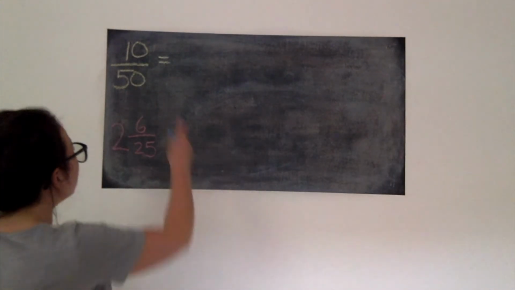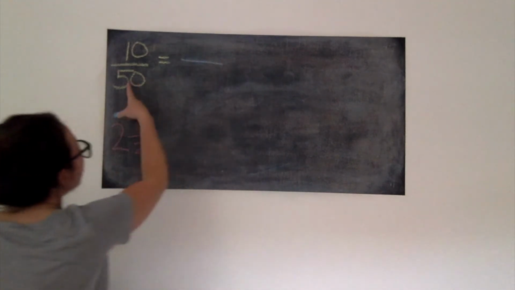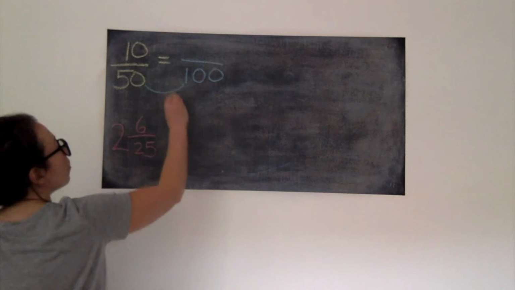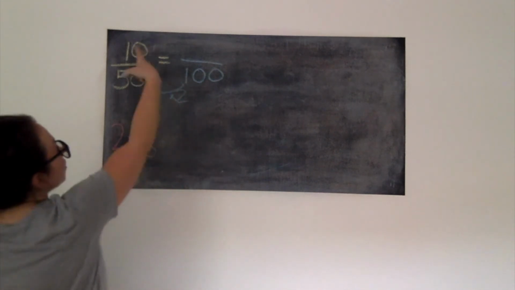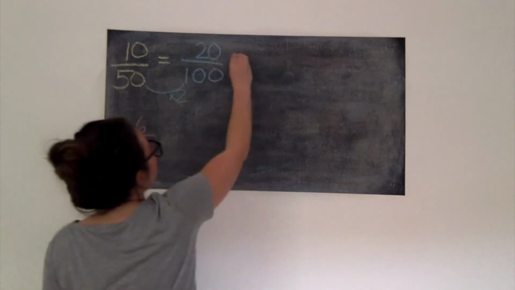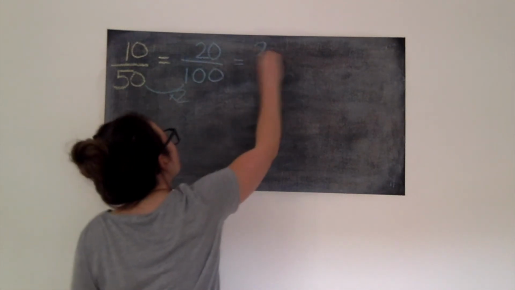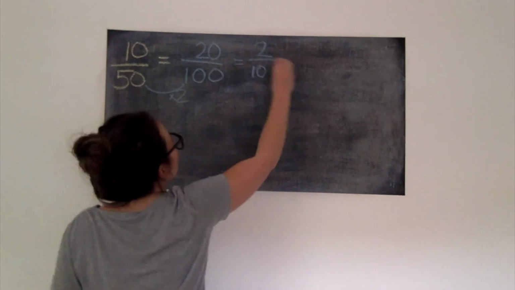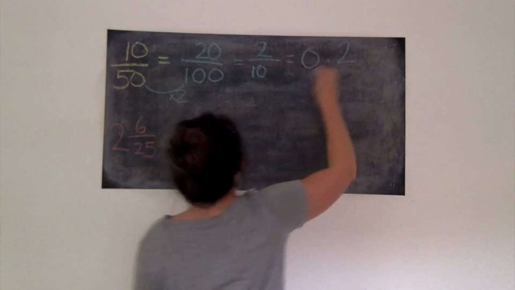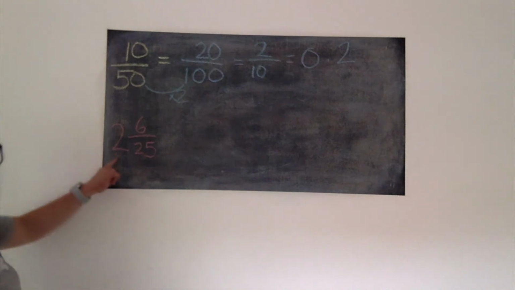Okay, hopefully this first one was quite easy. We know we can turn 50ths into hundredths by multiplying them both by 2. So 50 times by 2, 10 times by 2 gives me 20 hundredths. To simplify that, it gives me 2 tenths as a decimal, 0.2.